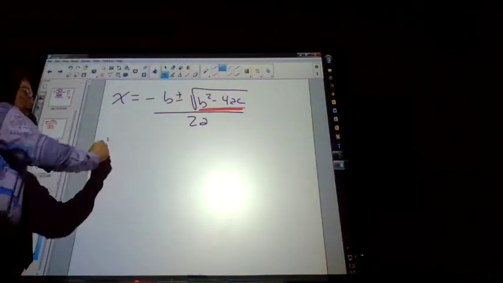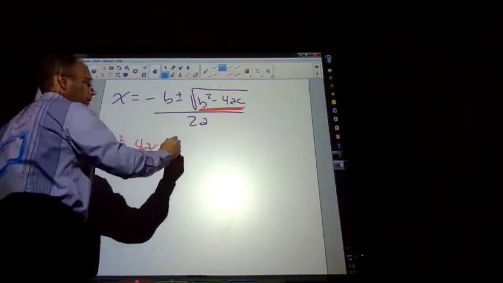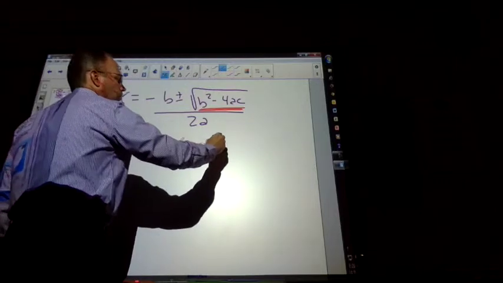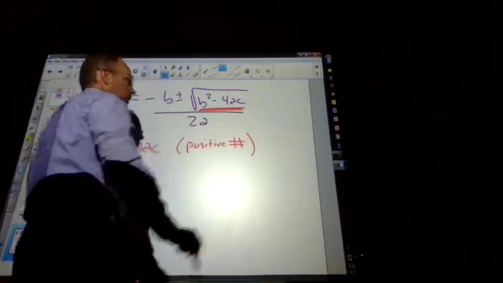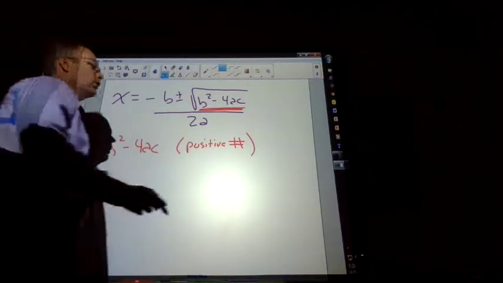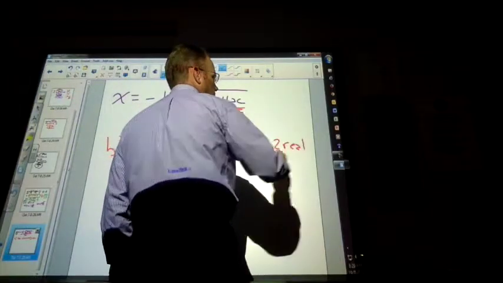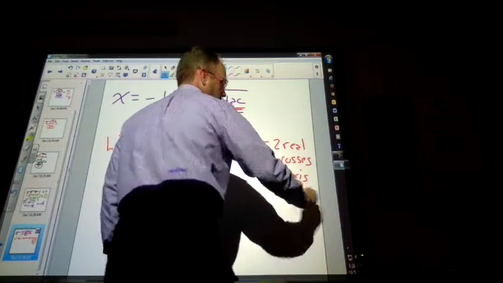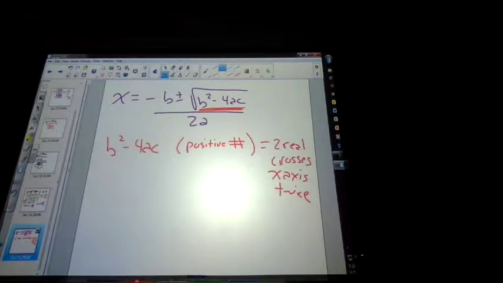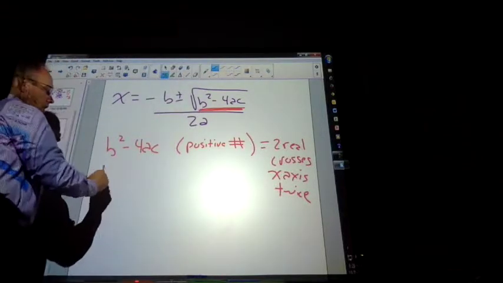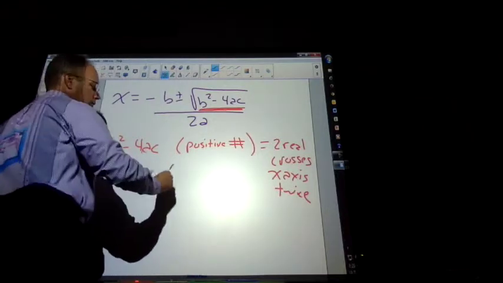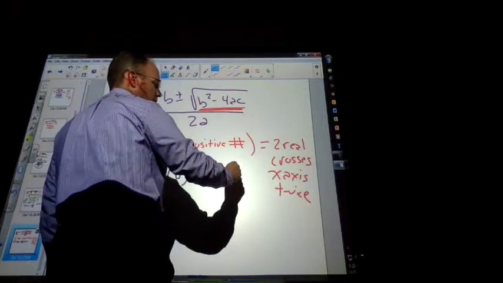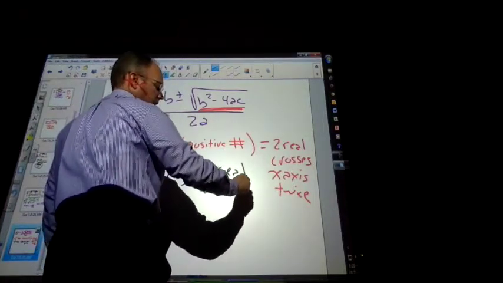So if b squared minus 4ac is a positive number, that stands for number, not hashtag in this case, that means we have two real solutions, which means it crosses the x-axis twice. Okay? So if b squared minus 4ac is a positive number, so anything bigger than 0, then you have two real solutions, so it crosses the x-axis twice. If b squared minus 4ac is 0, you have one real solution. That means the vertex is on the x-axis.